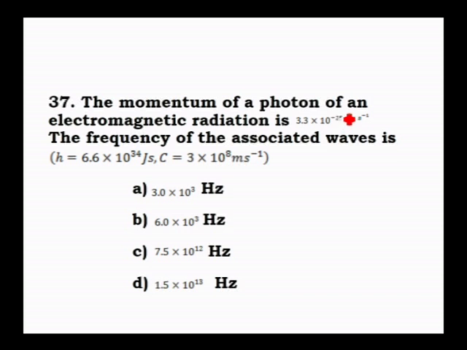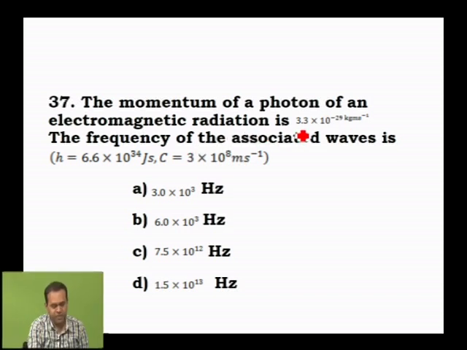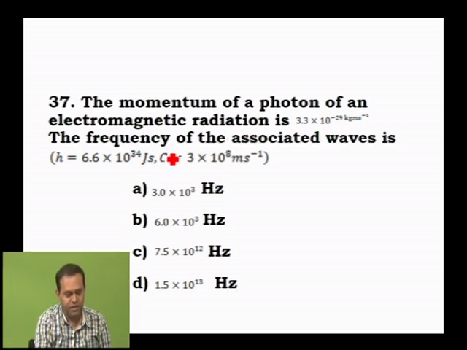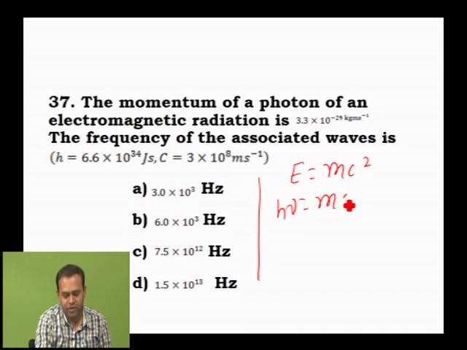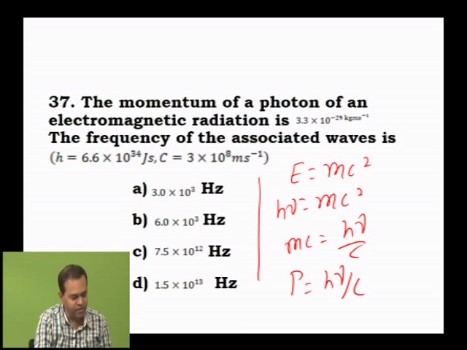Then the momentum of a photon of an electromagnetic radiation is 3.3 into 10 power minus 29. Then we have to calculate the frequency. You know the expression E equals m into c square. Again E can be written as h nu is equal to m into c square. Therefore m into c is equal to h into nu by c. Mass into velocity is momentum, therefore momentum equals h into nu by c. Now what we have to calculate is the frequency, cross multiply. Therefore frequency is equal to momentum into c divided by h.